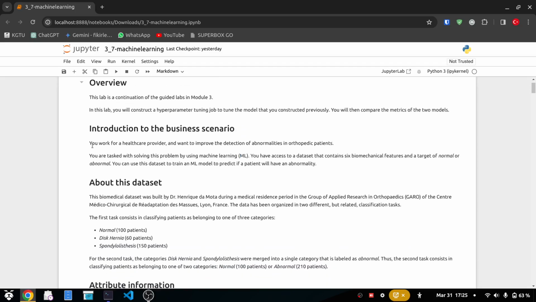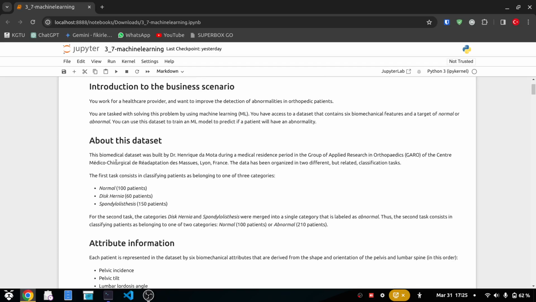Introduction to business scenario. You work for a healthcare provider and want to improve the detection of abnormalities in orthopedic patients. You are tasked with solving this problem using machine learning. You have access to a dataset that contains 6 biomechanical features and a target of normal or abnormal. You can use this data to train an ML model to predict if a patient will have an abnormality.